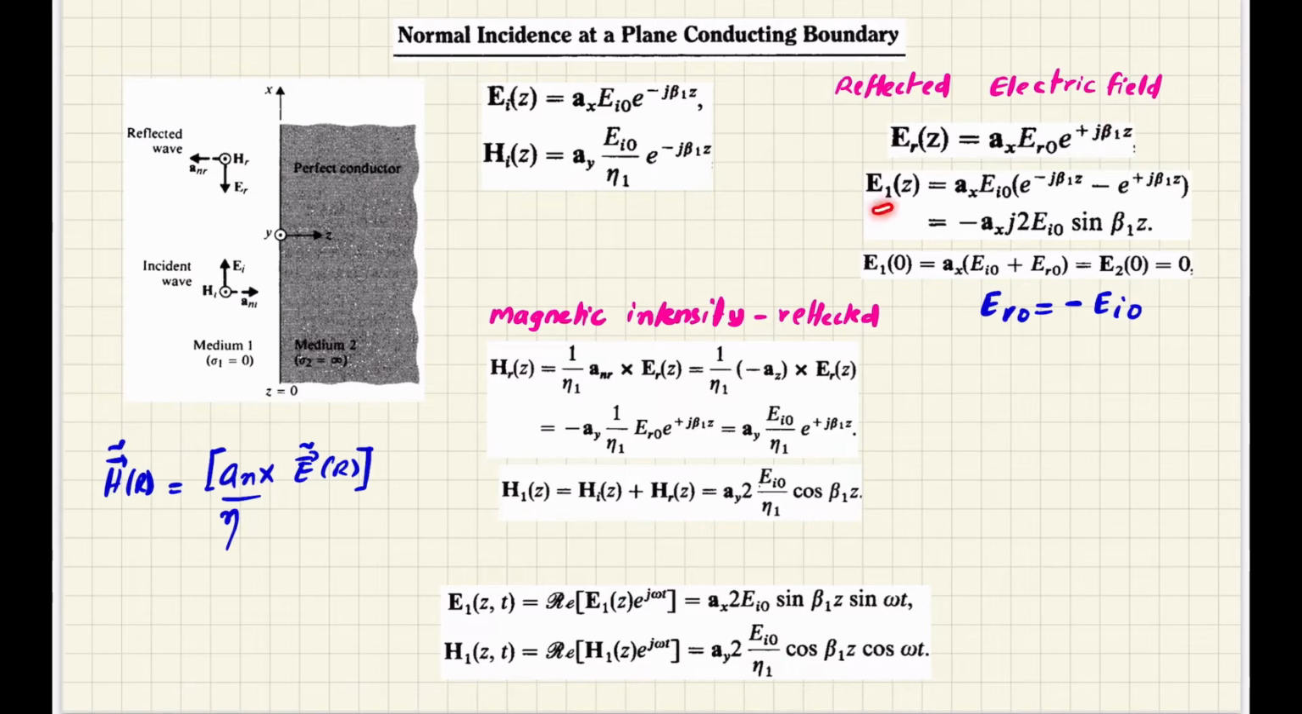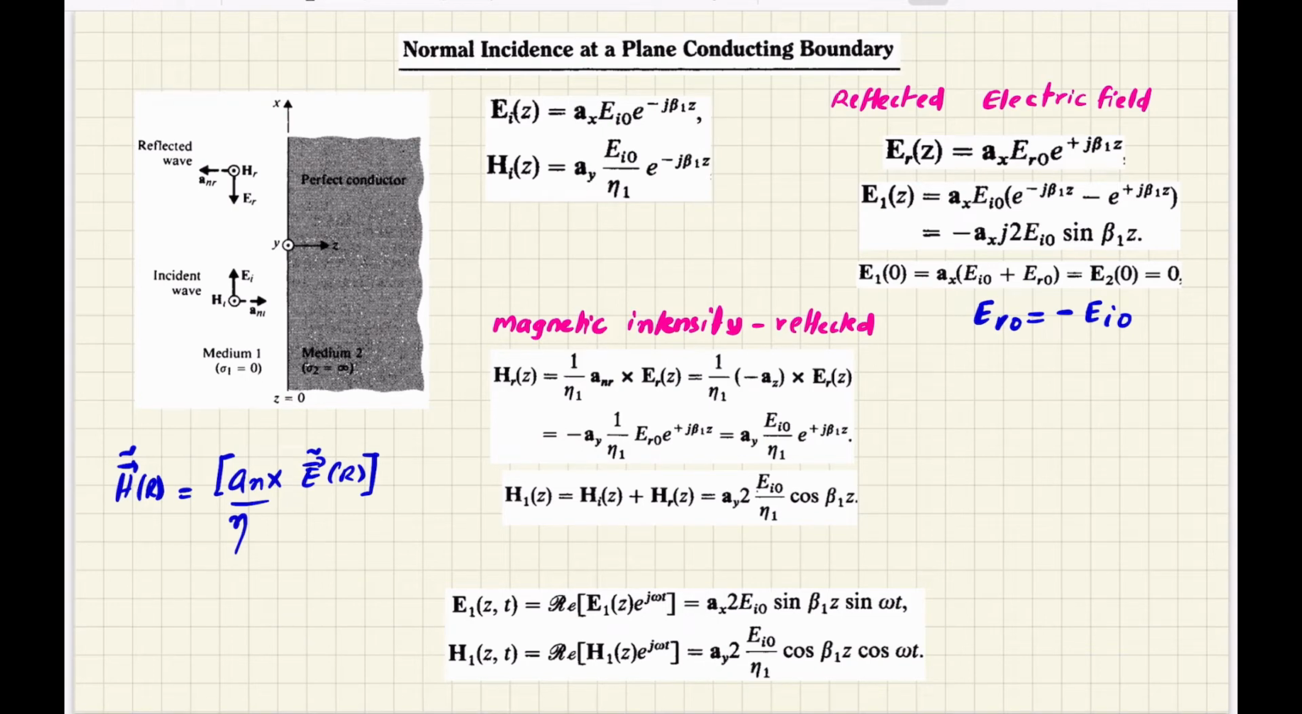Now the total electric field in medium 1 will be the sum of the incident electric field plus the electric field which is reflected back into medium 1. You can add these two, and the term inside the bracket you can write in terms of sine beta 1 z times 2j. So you will get a minus sign there.